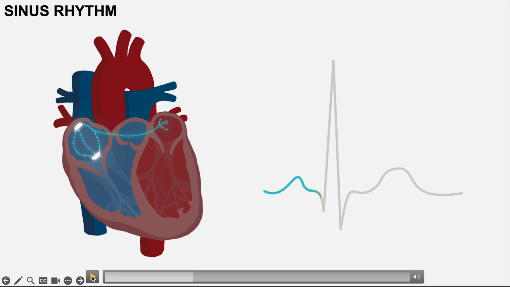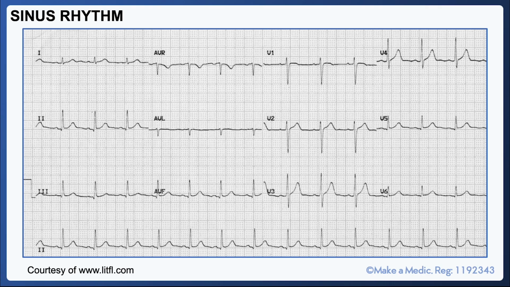The ventricles will then depolarize via the bundle of His, bundle branches, and Purkinje fibers, giving rise to the QRS complex. The ventricles will then repolarize in the opposite direction to the depolarization, leading to an upwards T wave. And this is what normal sinus rhythm in a 12-lead ECG would look like.